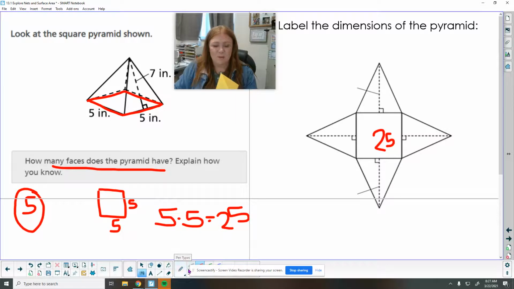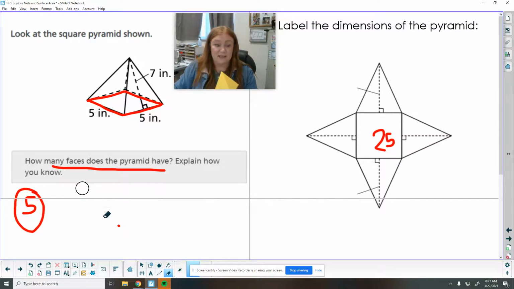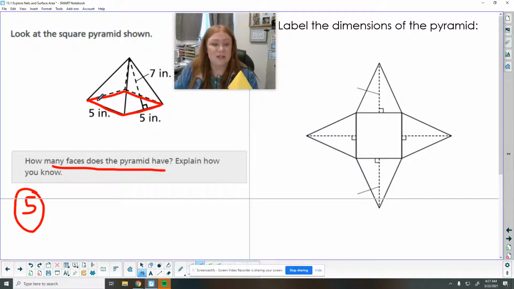So let's label what we know. Sorry, I got a little carried away here with finding the square. We will do that, but this wants us to label the dimensions of the pyramid. So let's just look at the square here. 5 and 5. So the base is 5. The height is 5.